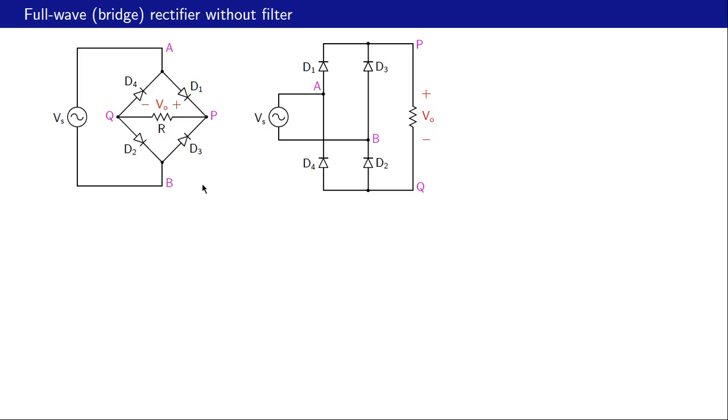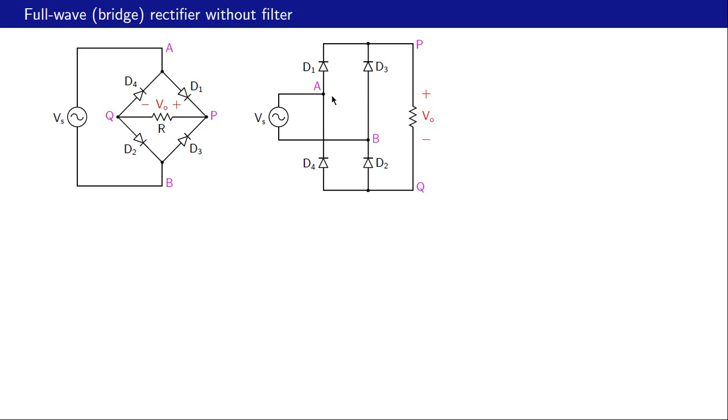Let us redraw this circuit in a more friendly format, which is easier to look at, as shown over here, and let us make sure that these two circuits are actually the same. The source is between nodes A and B here, and it's also between nodes A and P here. The load is between P and Q, and that is true here as well.